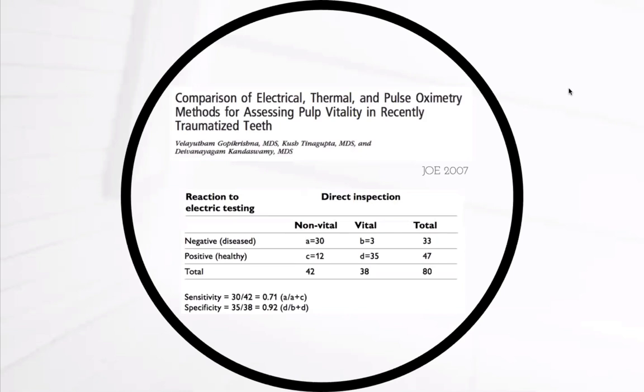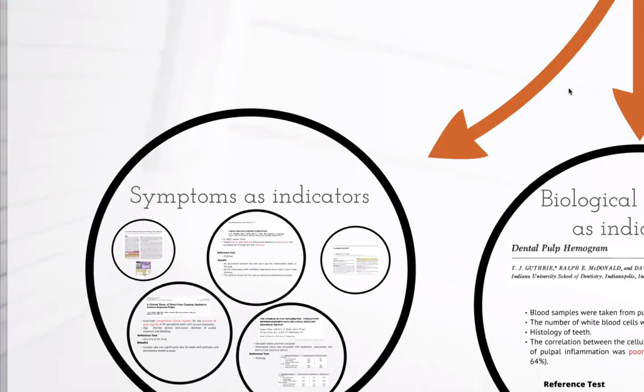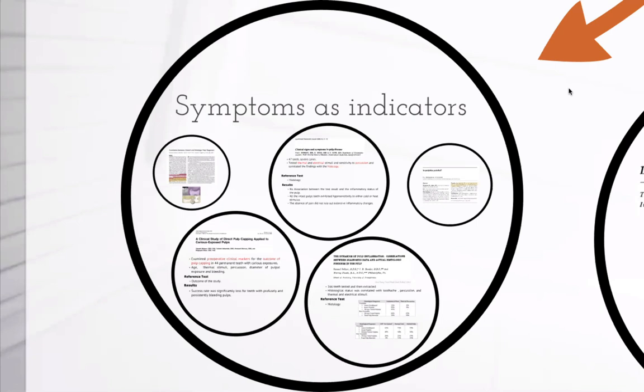And you might all know that sensitivity is how accurate a test can diagnose or identify disease. Specificity is how accurate a diagnostic tool can actually identify healthy cases. We'll talk about sensitivity and specificity. I just wanted to clear that out. Now, the first part is symptoms as indicators.